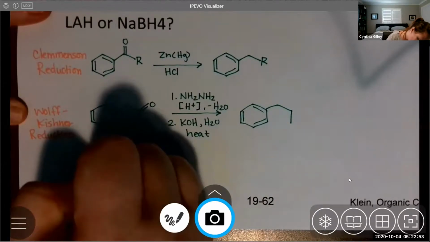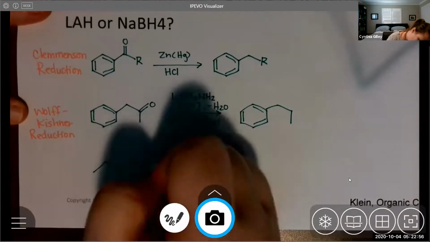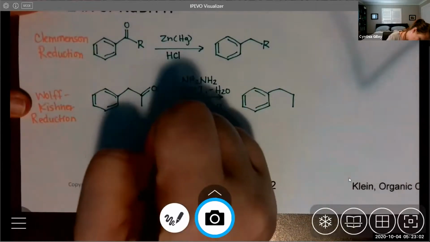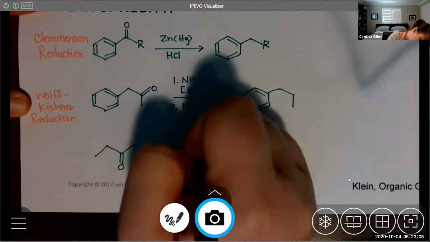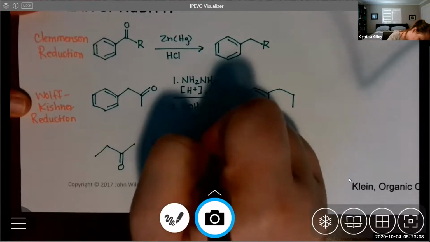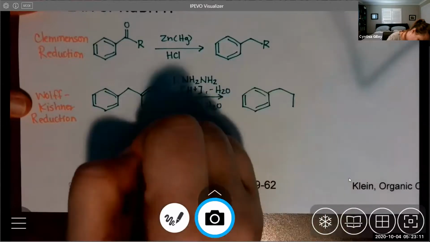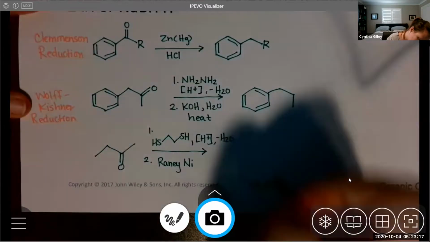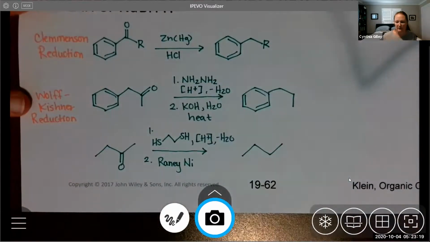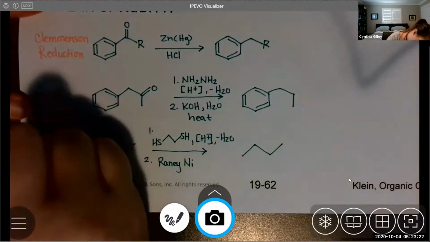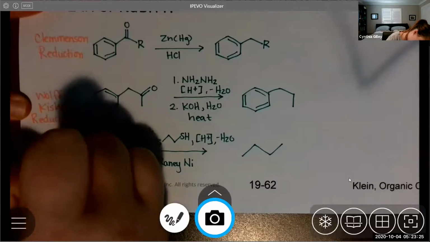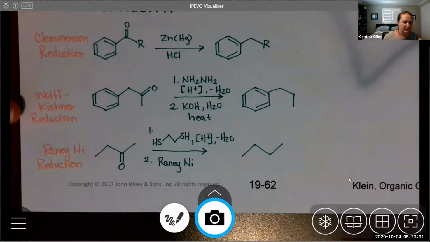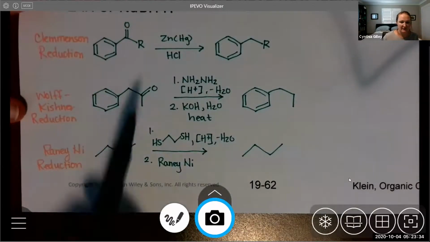So if you take a ketone and you form a thioacetal, and it's common to form a cyclic thioacetal under acid catalyzed conditions, and then treat that with Raney nickel, we will reduce, again, the carbonyl all the way down to an alkane. And we're going to call this the Raney nickel reduction. It's not really a name of a chemist, but that's what I'm going to call it.